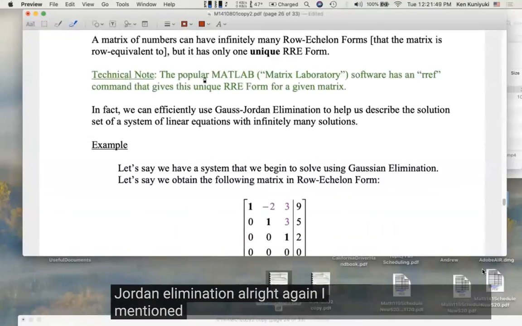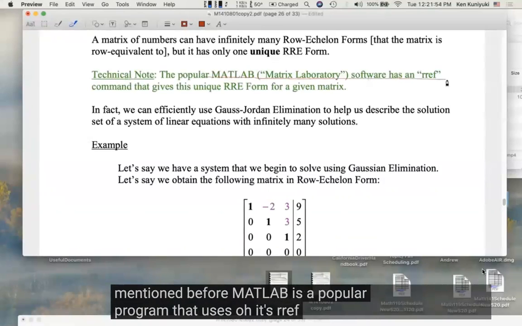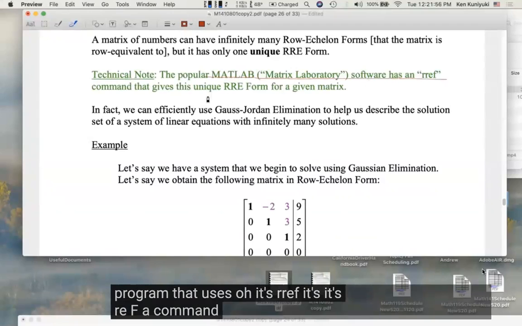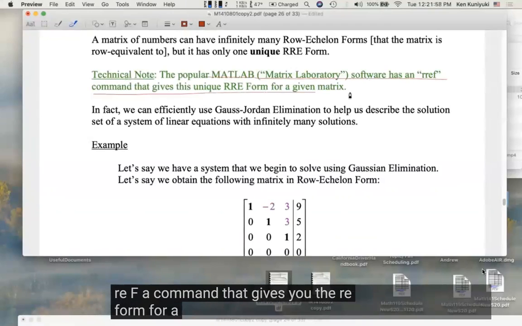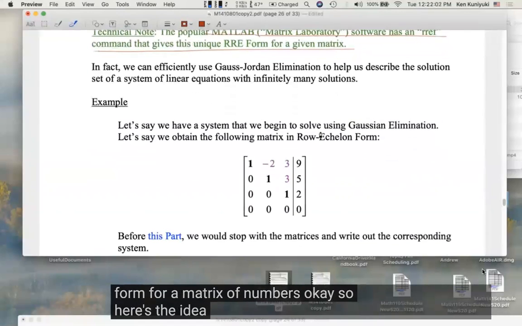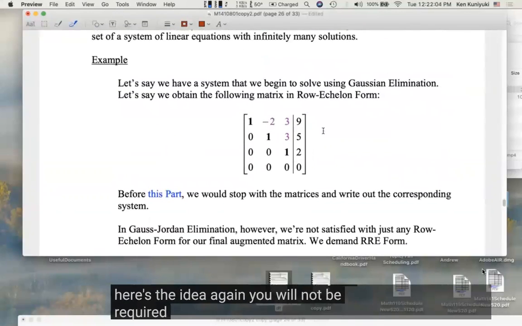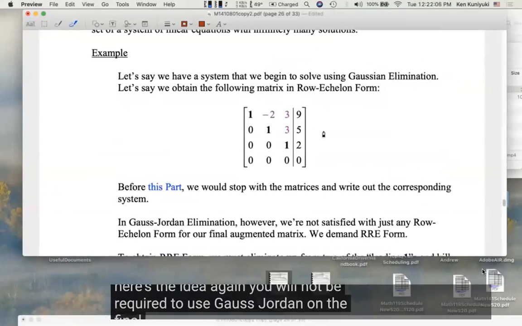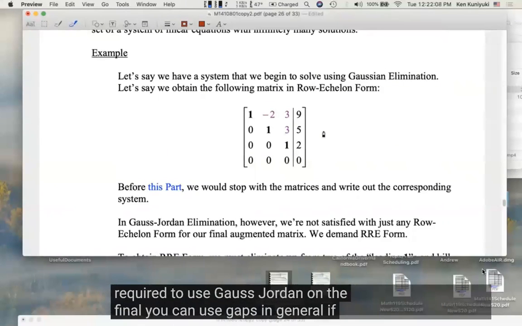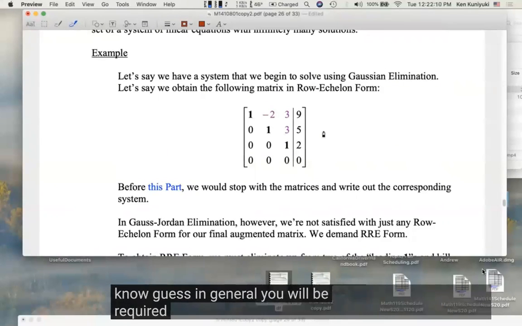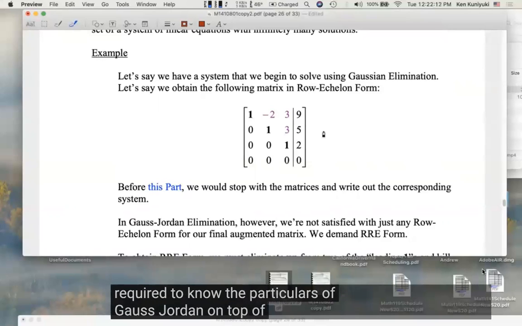All right, again, I mentioned before, MATLAB is a popular program that uses RREF, a command that gives you the RRE form for a matrix of numbers. Okay, so here's the idea. Again, you will not be required to use Gauss-Jordan on the final. You can use Gibbs in general. If you know Gibbs in general, you won't be required to know the particulars of Gauss-Jordan on top of it.